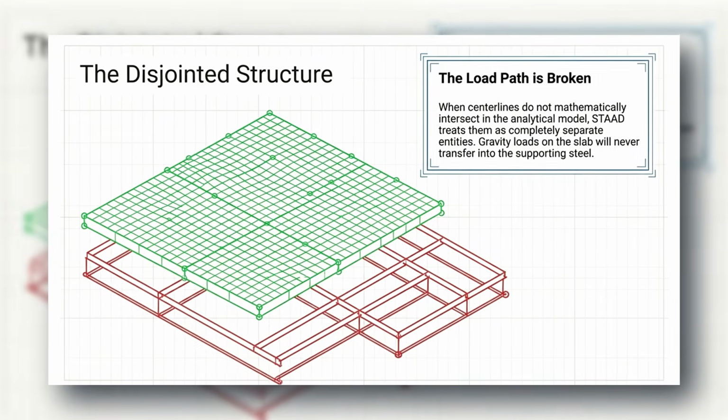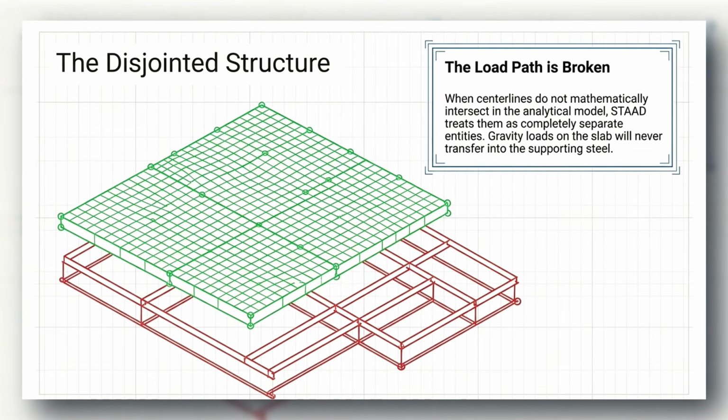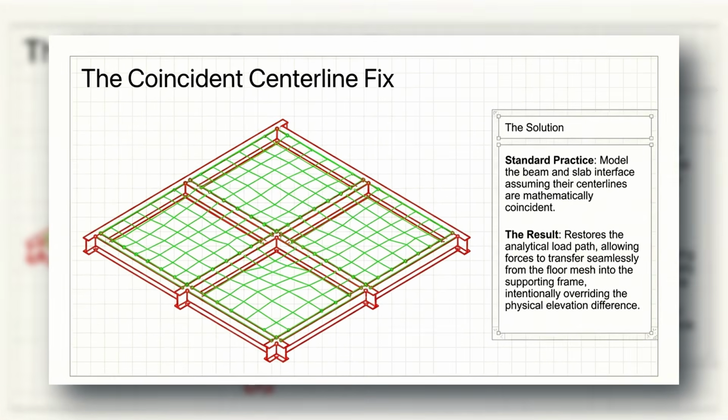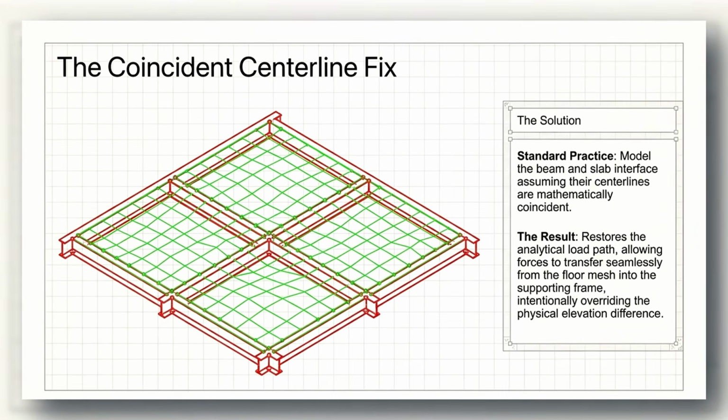And this is what you get: a disjointed, physically impossible structure because the software took your centerline instructions completely literally. So here is the accepted practical fix. Assume the beam and slab centerlines are coincident for modeling purposes. It is typical and it works for almost every case. Just remember, there are specific situations like discontinuous diaphragms where you genuinely do not need to model the offset. Knowing the difference is what separates a beginner from someone who actually understands what STAAD is doing under the hood.